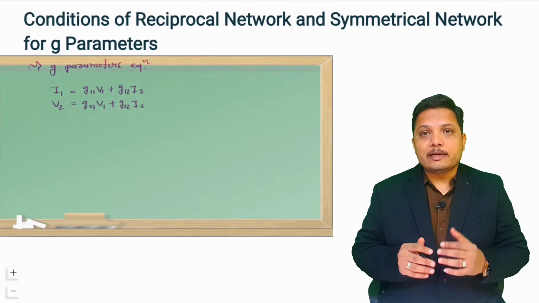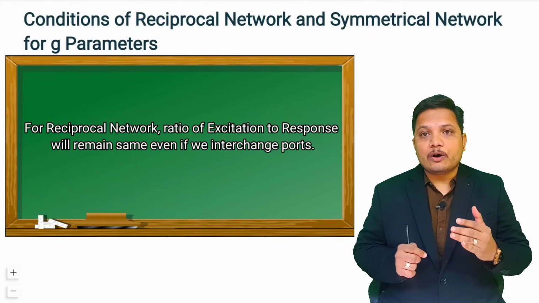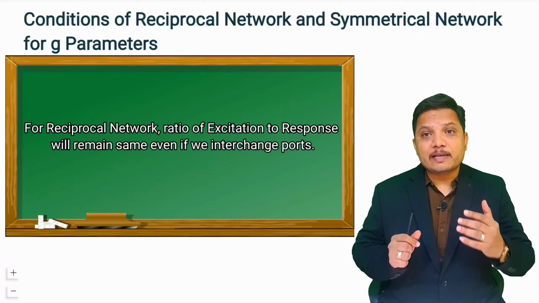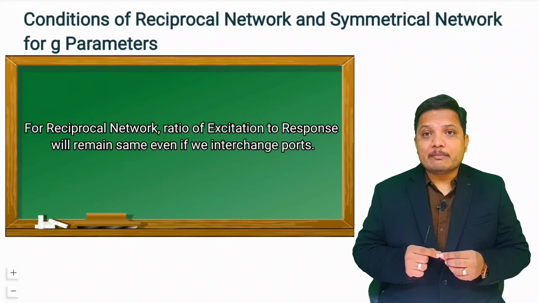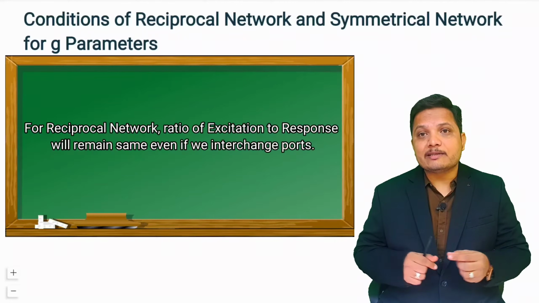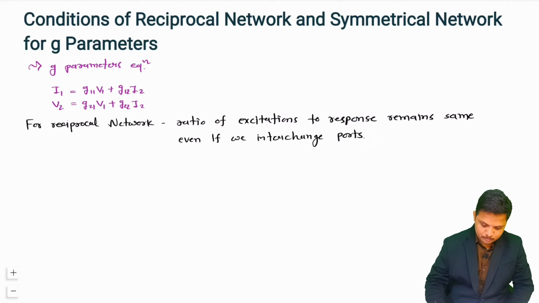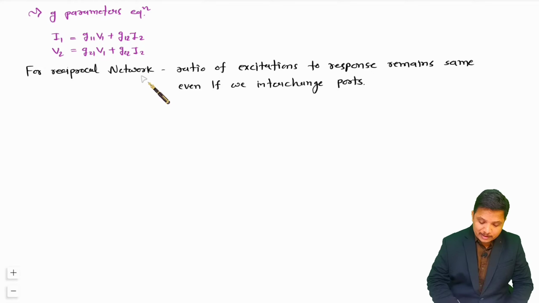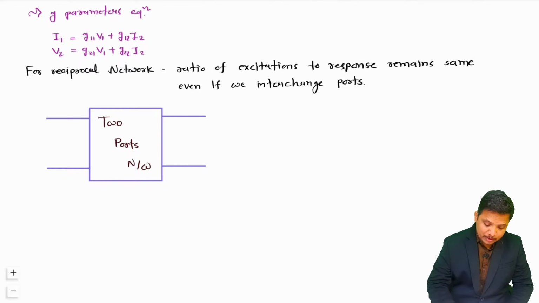My dear students, reciprocal network means the excitation to response ratio of a two-port network will remain the same even if you interchange the ports. I'll show you that with a practical example so that it becomes clearer. Let me write this definition first here. As per reciprocal network, the ratio of excitation to response remains the same even if we interchange ports. So for that, let me consider one two-port network.